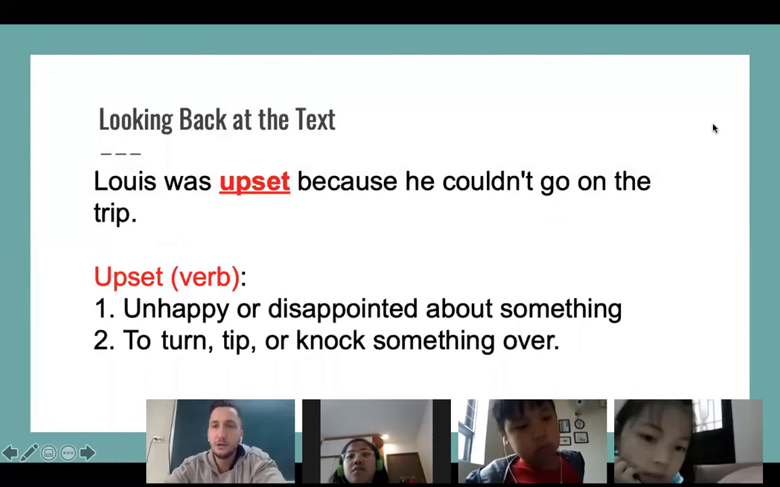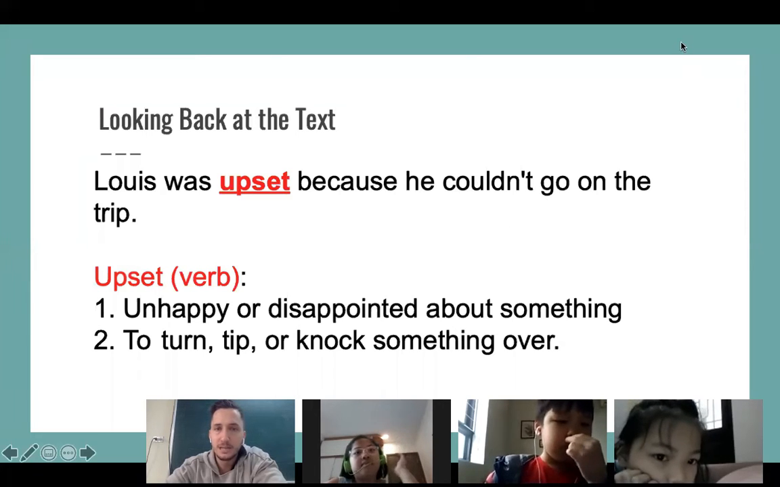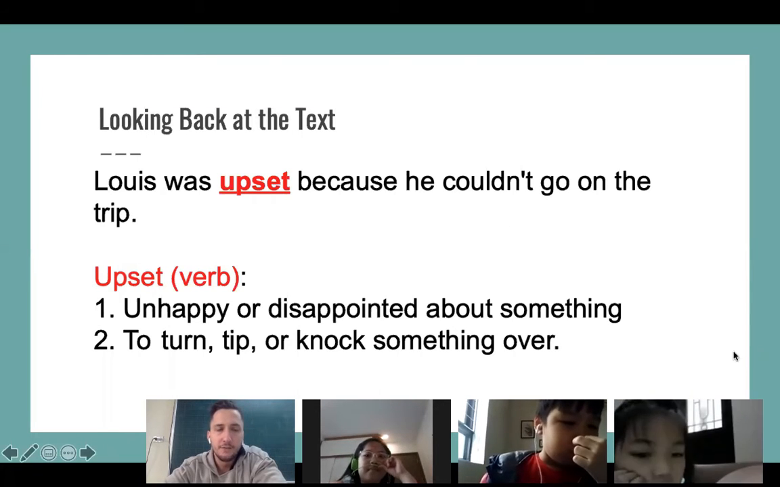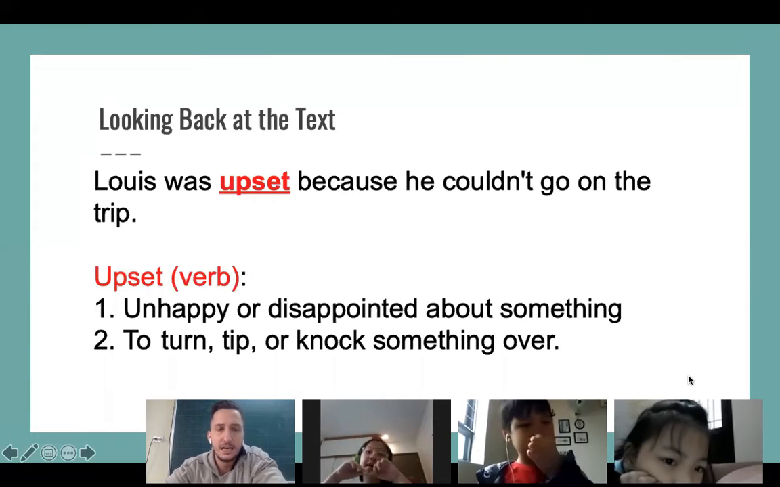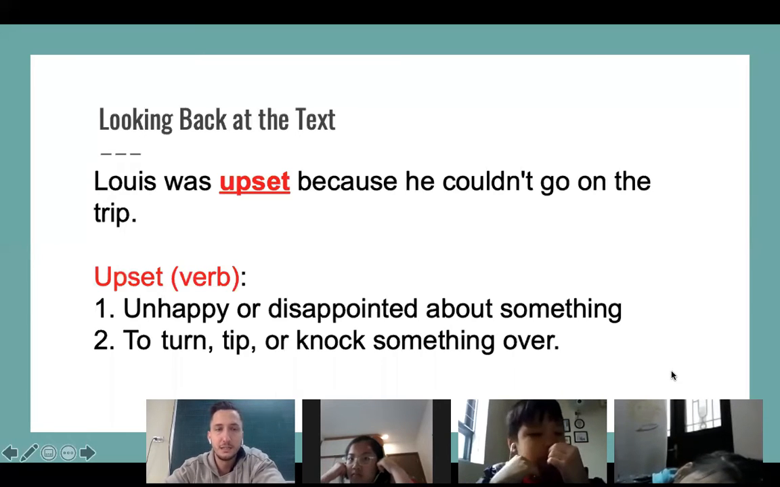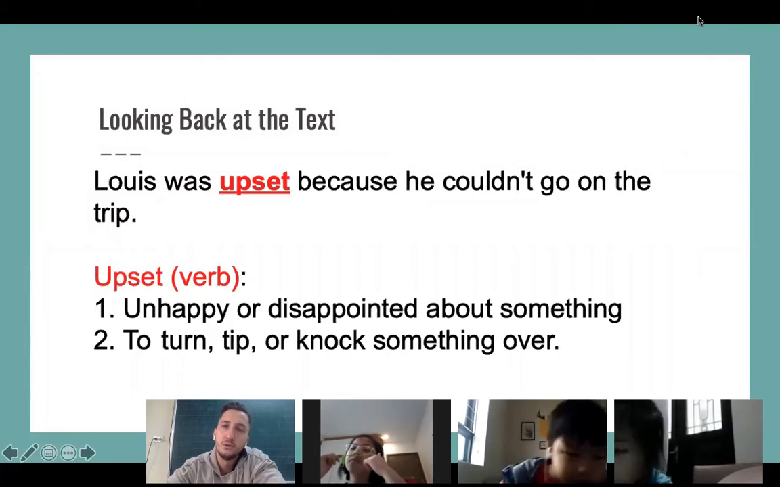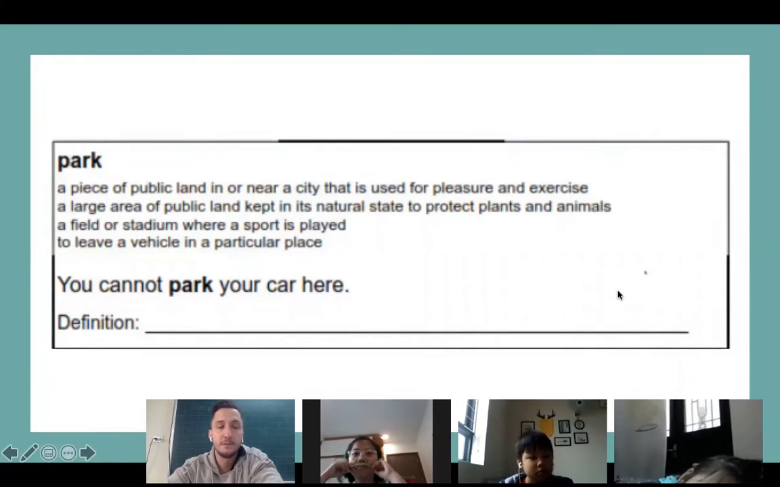Okay, so we have two different definitions here. When I look at these definitions, I'm going to say, Louis was upset because he couldn't go on the trip. The first definition is telling me that he is unhappy or disappointed about something. The second definition is saying to turn, tip, or knock something over. When I look at that sentence, I'm going to say that the first definition fits best because we know that he was unhappy and disappointed that he couldn't go on his trip. I'm going to go over this example first with you guys, and then we are going to talk about which definition goes with that particular sentence.